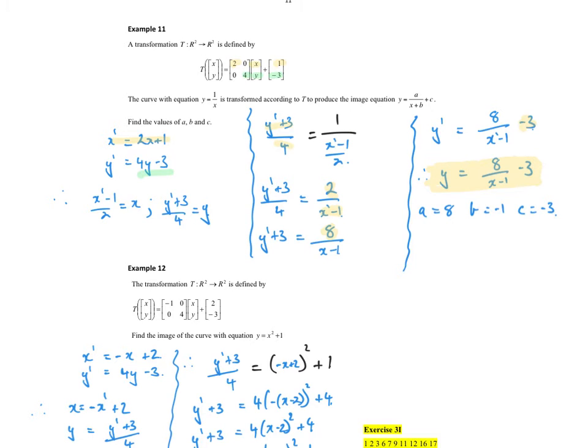The only other thing they had to say is find the values of A, B, and C. So we had to specify those. Clearly A is 8, B is -1 because it should be an x plus B in the bottom. And since we've got a plus C, C must be -3.